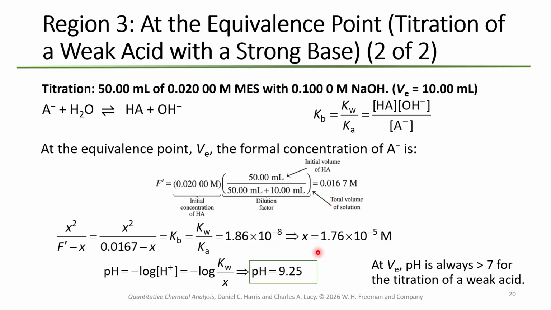Now, we go ahead and solve for x. We get 1.76 times 10 to the negative 5. And we take the negative log of that. And notice we get a pH that's above 7, don't we? We get a pH of 9.25.